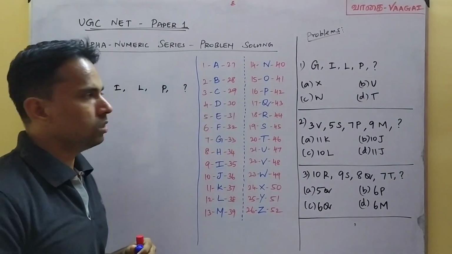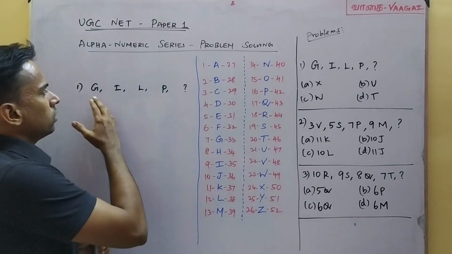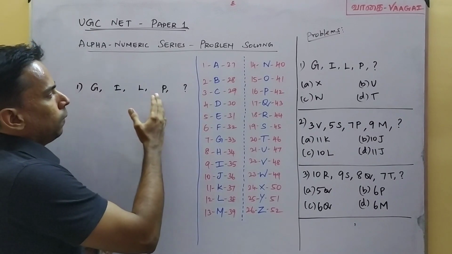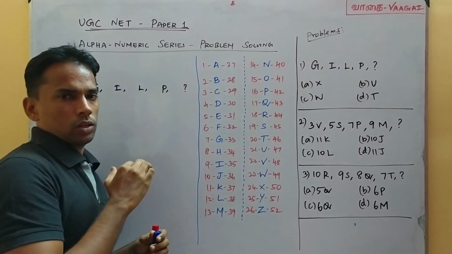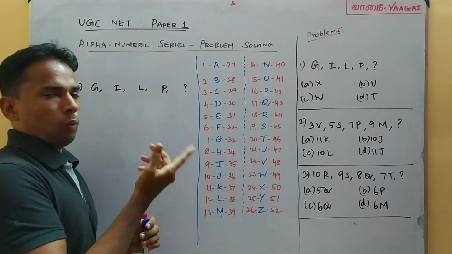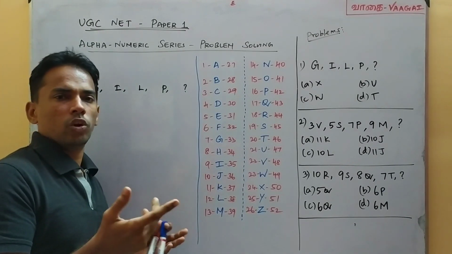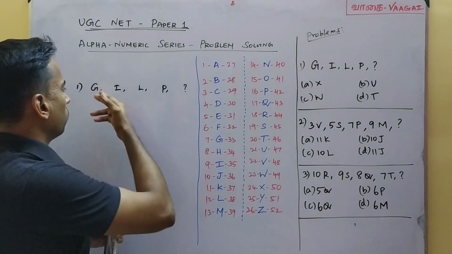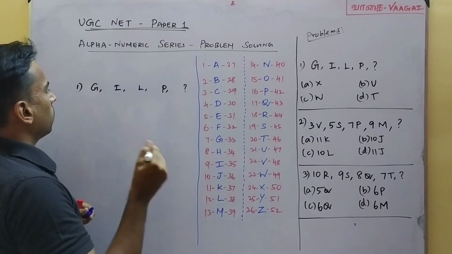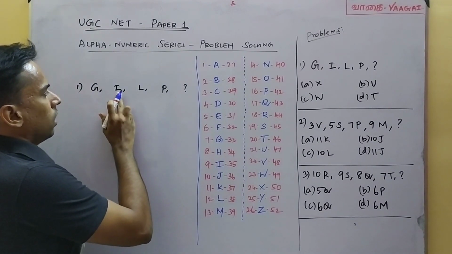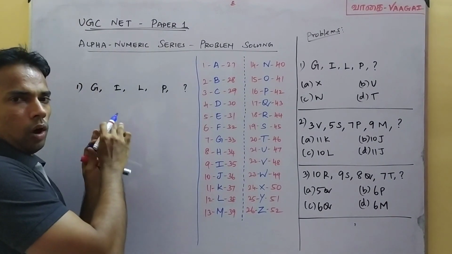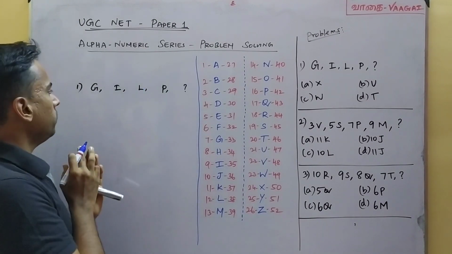Start from the first question. The terms are G, I, L, P and a question mark. Each of these terms has only one letter, which means our task is going to be very easy. Let's start from the first letter. First letter is G, second is I. Let's see what travel they have made here.